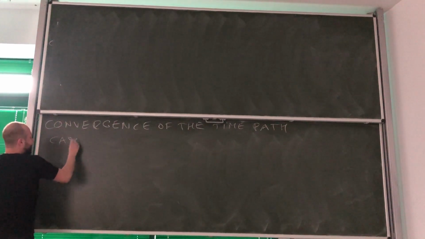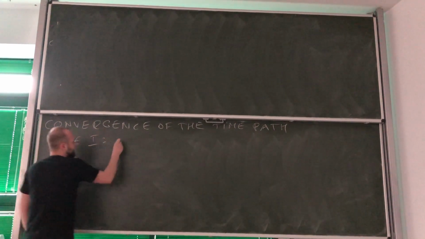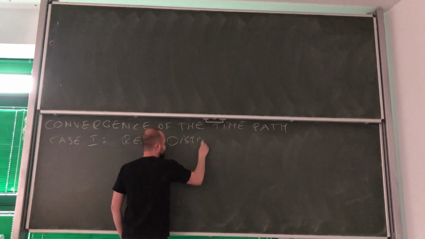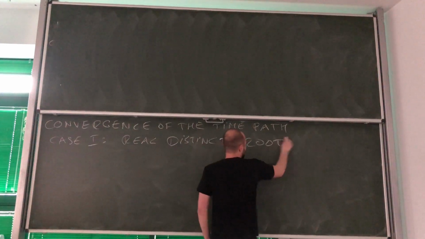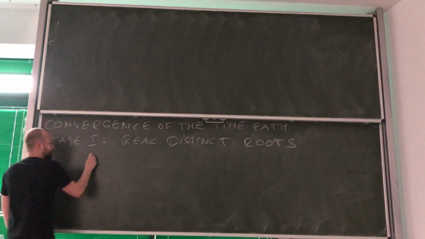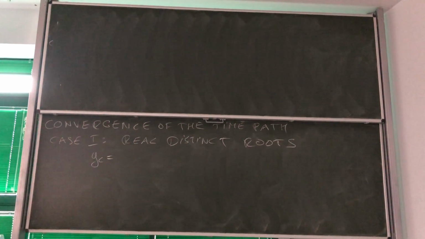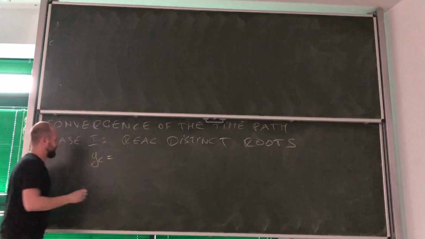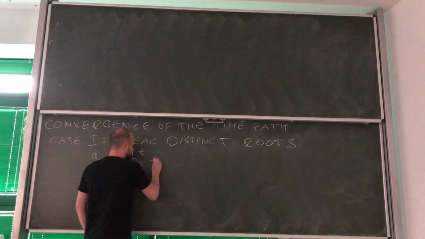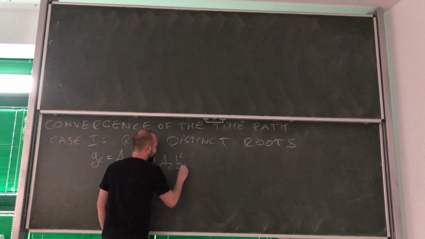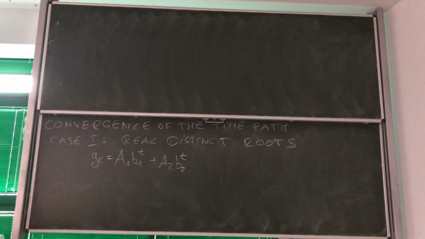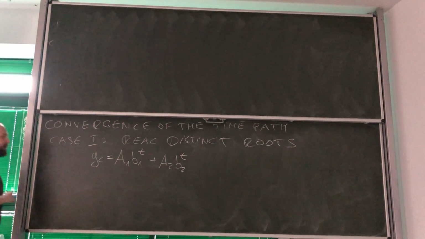Okay, so first we have case number one, right? This is the case of real distinct roots. Okay, what did we say about this case? We said that the complementary function in this case is equal to A1 b1^t plus A2 b2^t. Now, when will we have convergence?